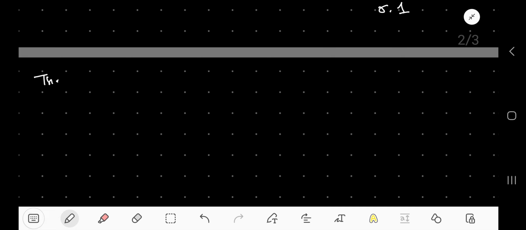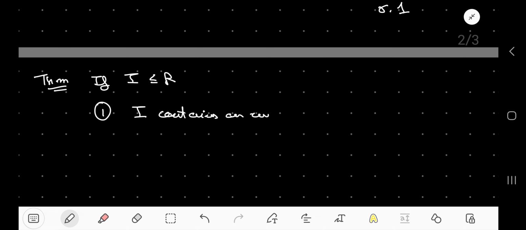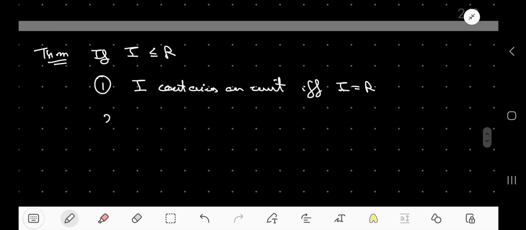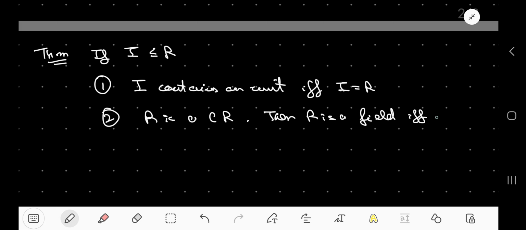Okay, so let me present it as a theorem. If I is an ideal in R, then number 1: I contains a unit if and only if I equals R. And number 2: if R is a commutative ring, then R is a field if and only if its only ideals are 0 and the whole field R. Okay, so how do we prove this?